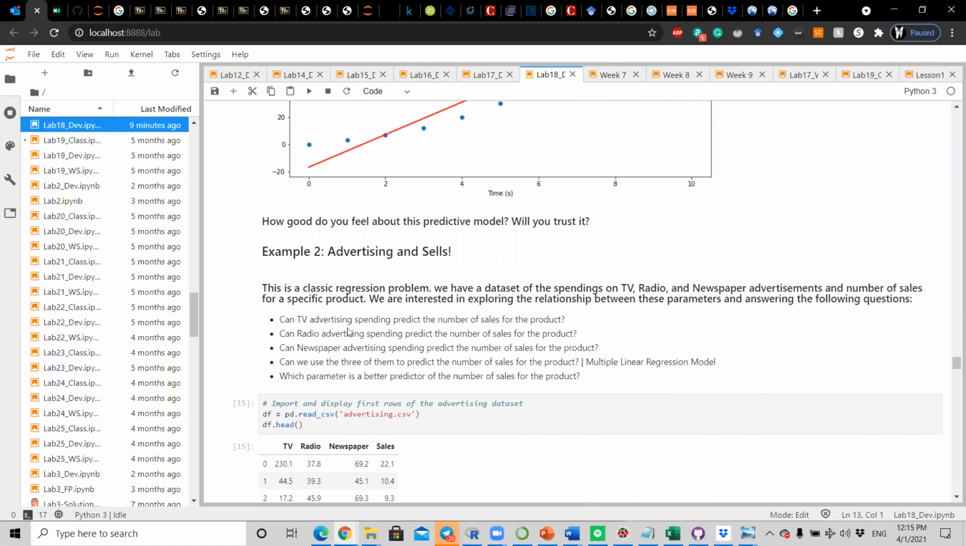Can TV advertising spending predict the number of sales for the product? Can radio advertising spending predict the number of sales? Can newspaper advertising spending predict the sales? Can we use the three of them to predict the number of sales from the product? This is a case of multiple linear regression. We will talk about it. And then which parameter is a better predictor of the number of sales for the product?